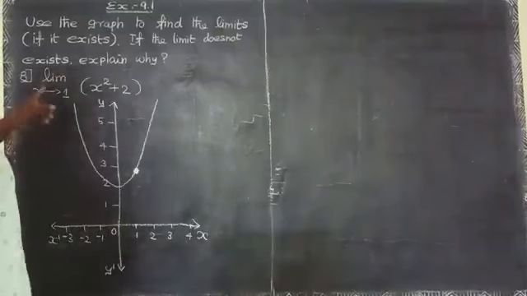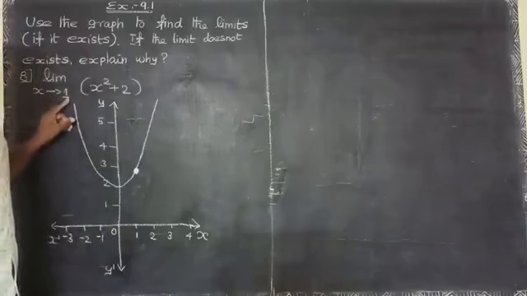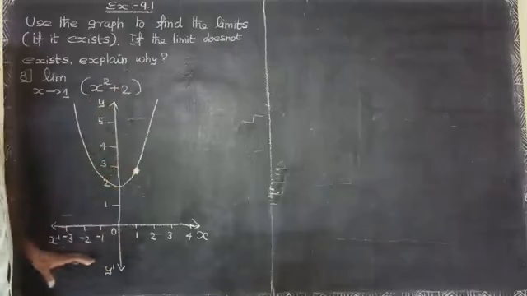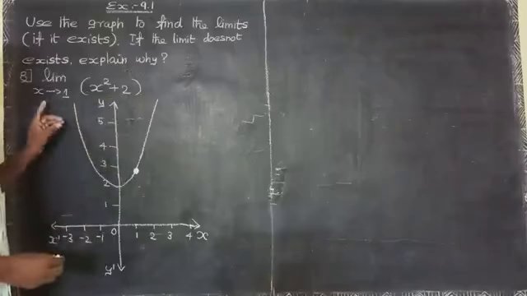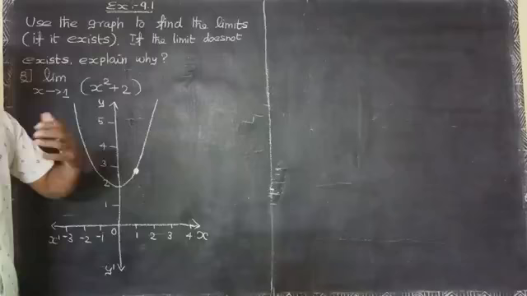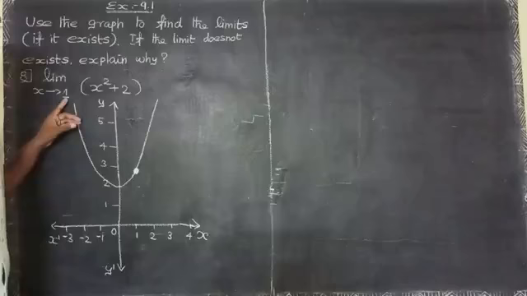Next, 8th question, limit x approaches 1, the function x square plus 2. This is the given graph. Here we check whether the function has a limit, if it exists or does not exist, at x equal to 1.